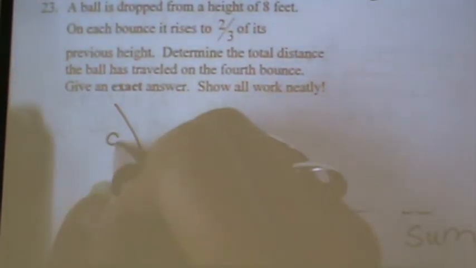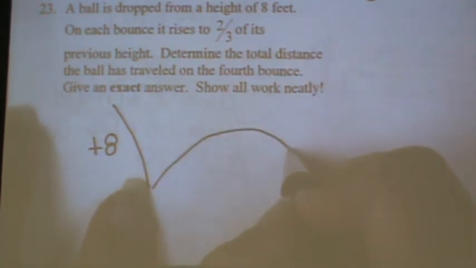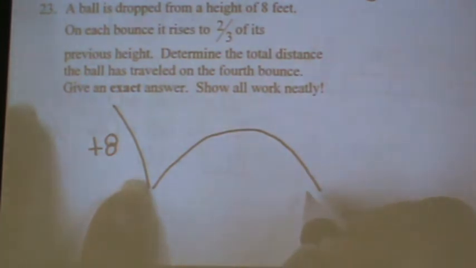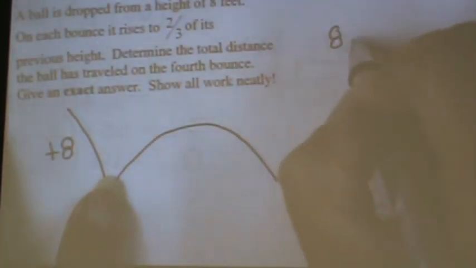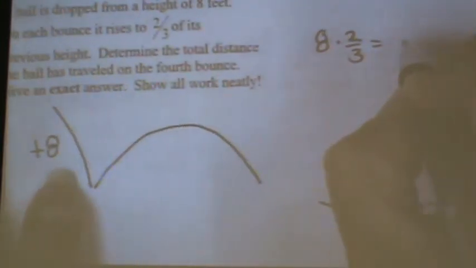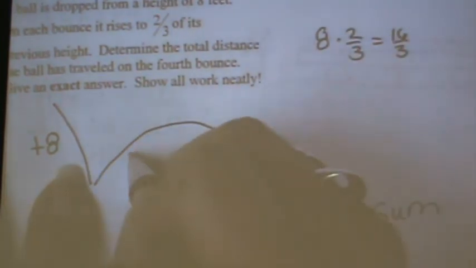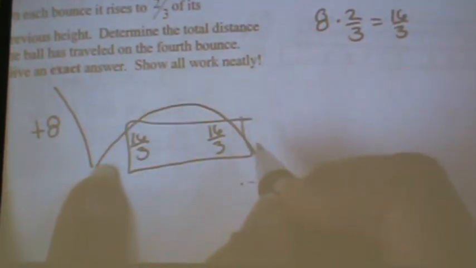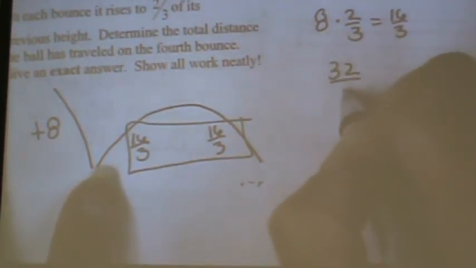In the last one, you have a ball, it's dropping 8 feet. So you have to add 8 to the final answer. You are going to go 2/3 of that height. It's going to go up and down 2/3. So what is 8 times 2/3? 16/3. It's going to go 16/3 up and 16/3 down. So if you add these two up, you get 32 over 3.